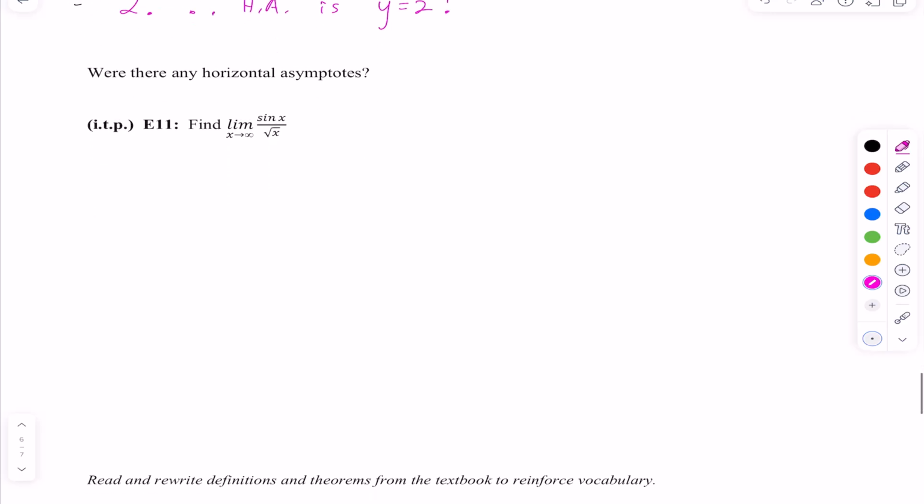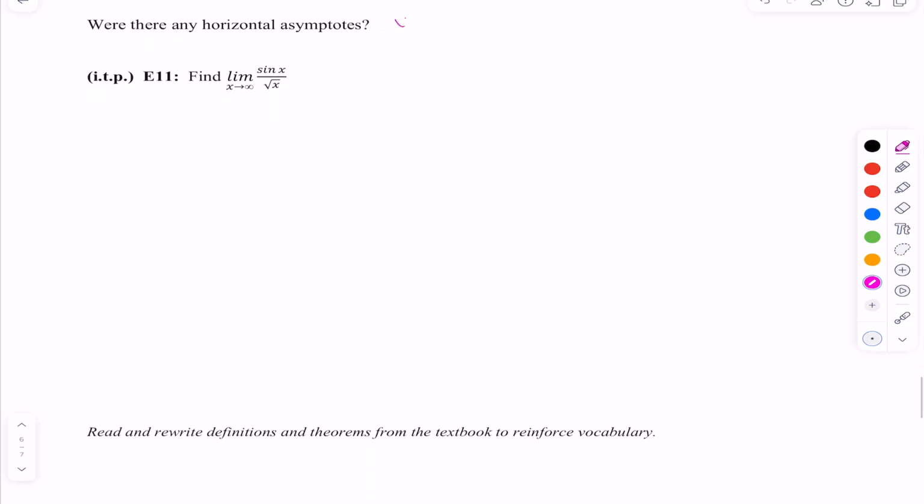So, were there any horizontal asymptotes? Yes. In fact, there were 2 of them. Namely, y equals negative 2 is the name of one horizontal asymptote, and the other name was y equals positive 2.